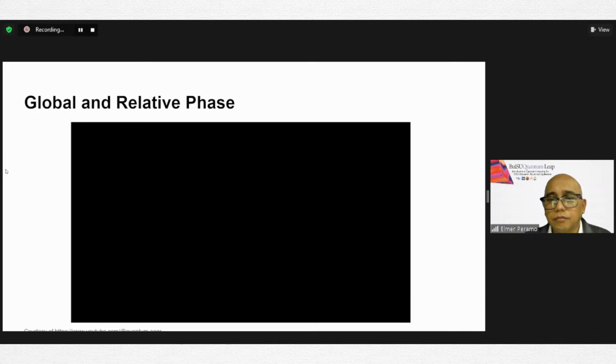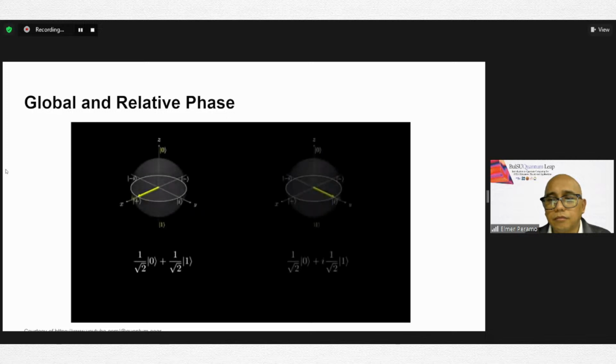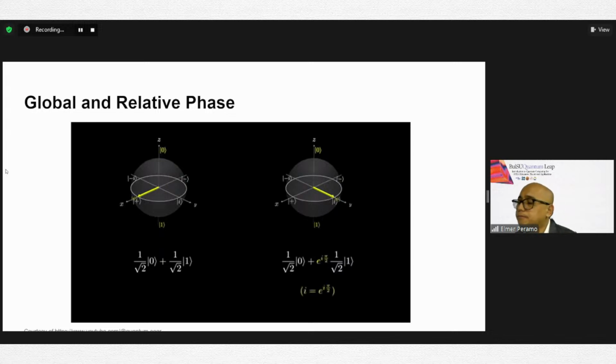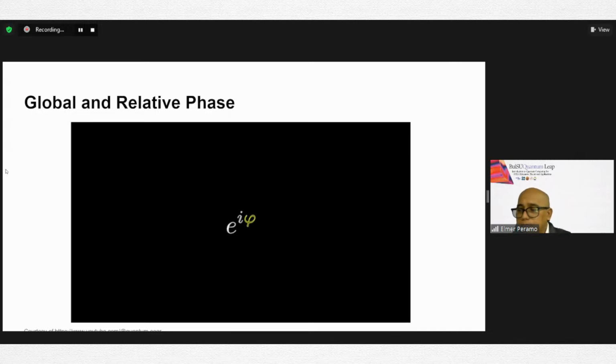Let's try another example. Let's plot the state 1 over root 2 ket 0 plus i over root 2 ket 1. If we represent i as a complex number in exponential form, we get e to the i pi over 2. And if you look at the Bloch sphere, to get that state, we rotate pi over 2 radians around the z-axis. We use complex numbers in exponential form in quantum computing since it gives us a nice mathematical way of rotating around a circle by changing the value of phi.